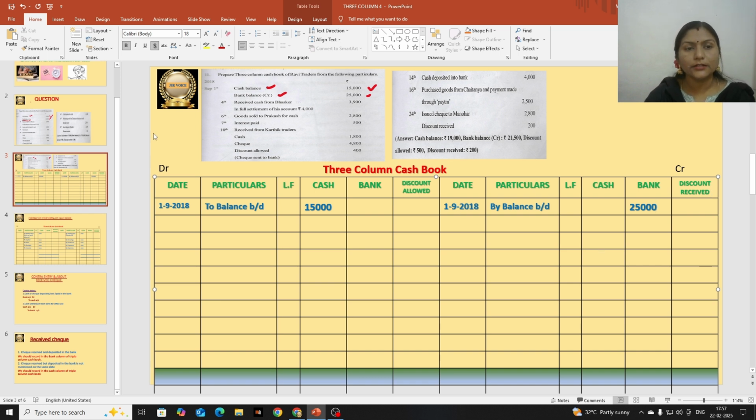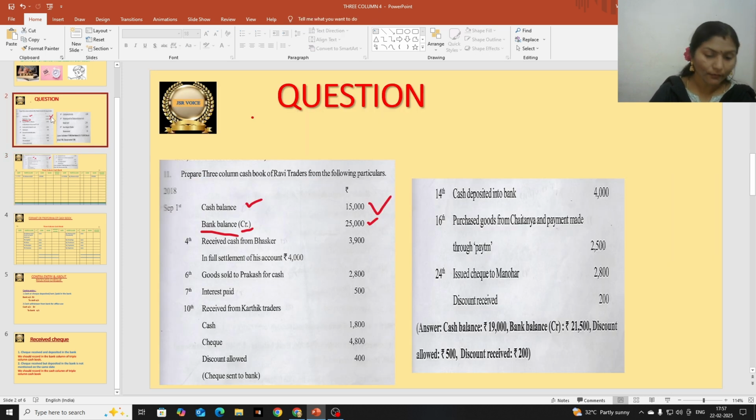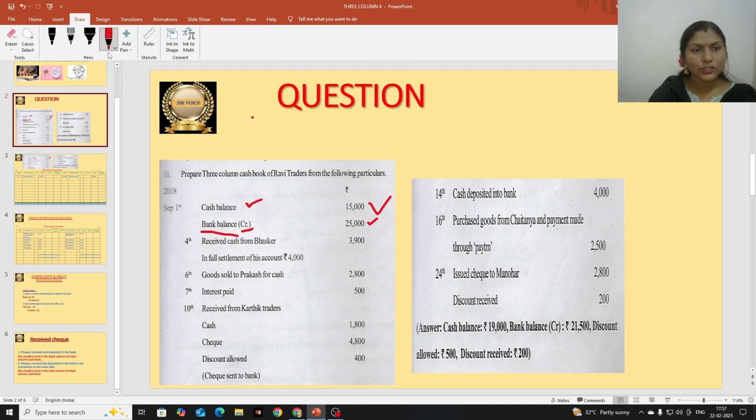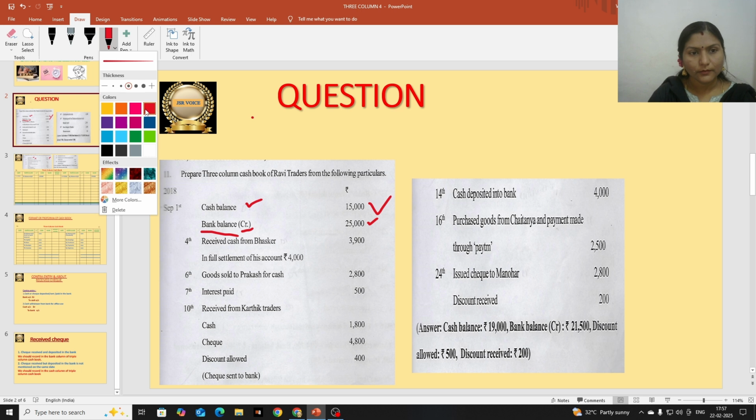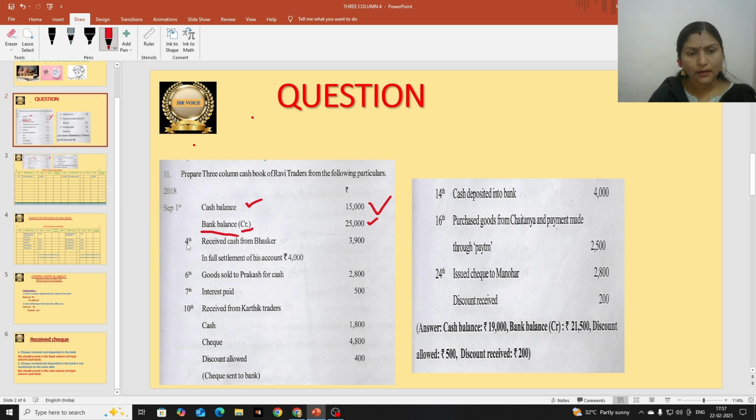And next, let us look into the next transaction. So our next transaction is: received cash from Bhaskar, which actually took place on the 4th. Received cash from Bhaskar. Who is receiving cash from Bhaskar? The business. Always it is the business only. All transactions we are going to record in the books of the business, so we have to assume that all are done by the business only.